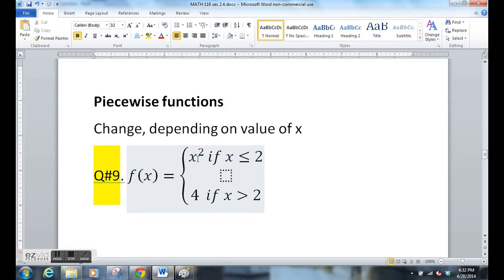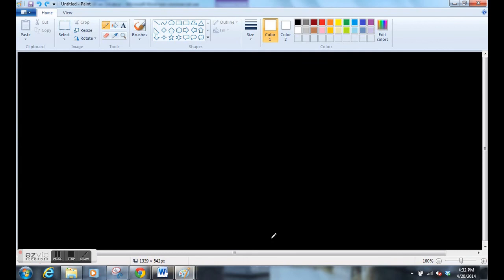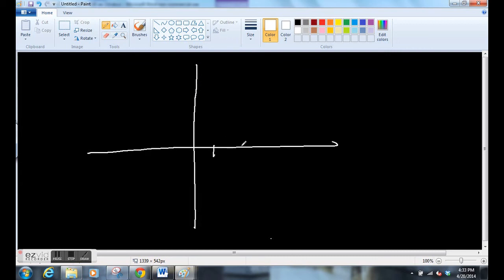So f of x equals x squared if x is less than or equal to 2, and 4 if x is greater than 2. Okay? So this function, the graph of it, is going to have a gap in it. So here's our graph. Part of the reason I graph by hand is so that you guys will feel better about your hand graphing. So this is 1, 2.